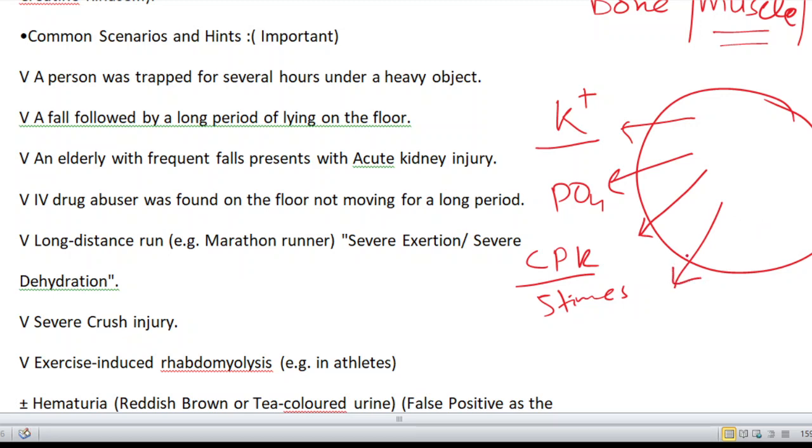Then, because the muscle cell has a lot of myoglobin, which acts as a transport for oxygen and also acts as a reservoir for oxygen, myoglobin will be released. This myoglobin eventually causes acute renal failure. It is very notorious for killing the kidney tubules.